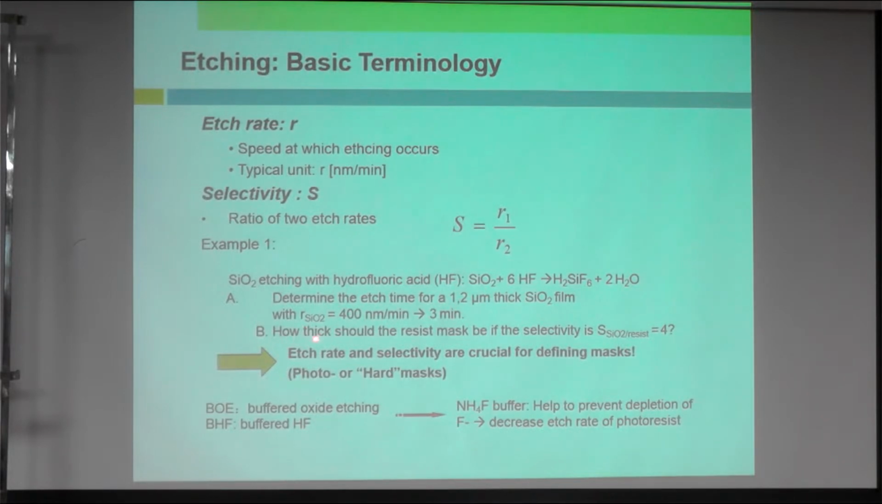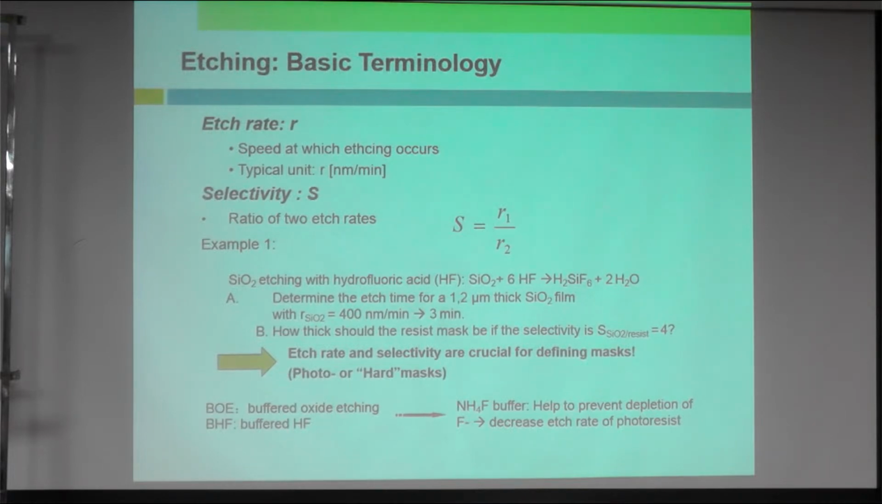micron. How thick should the resist be if the selectivity is 4? So SiO2 over resist is 4. So the etch rate and selectivity are crucial for defining the photomask. So here we can calculate if the selectivity, R1 divided by R2, is 4. So you know that R2 will be, with this value, we can calculate the R2.